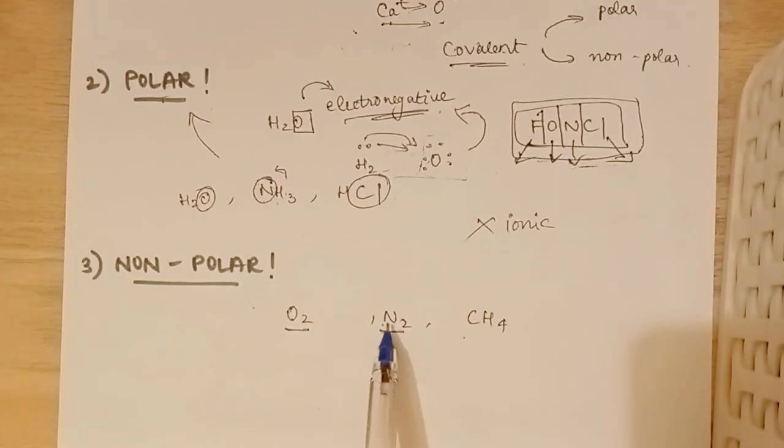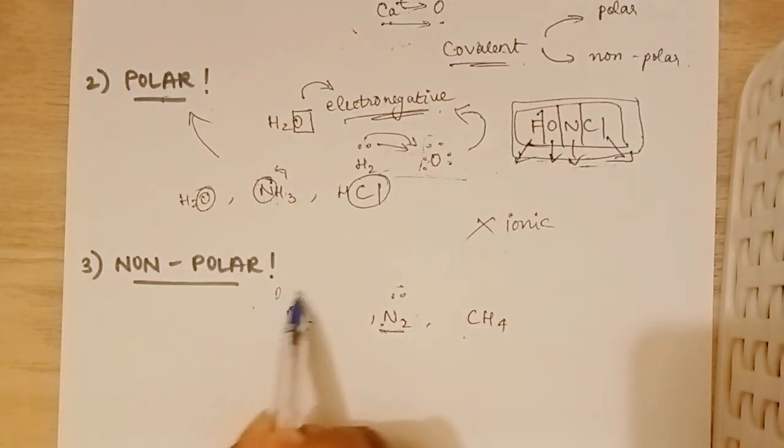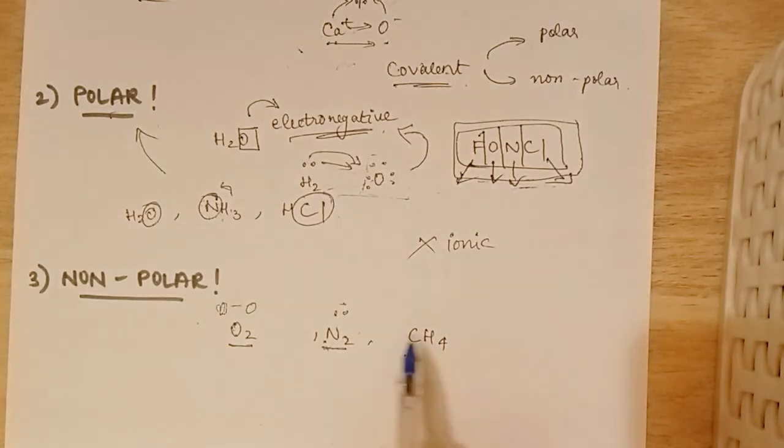But here N is alone with again another N. So both the electrons are shared. Here O is with another O. Both the electrons are shared. Now over here, have a look.